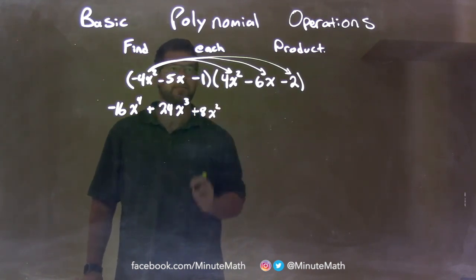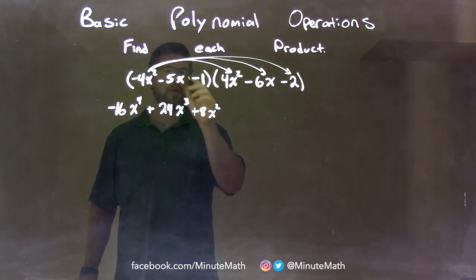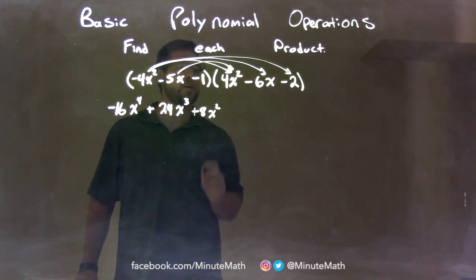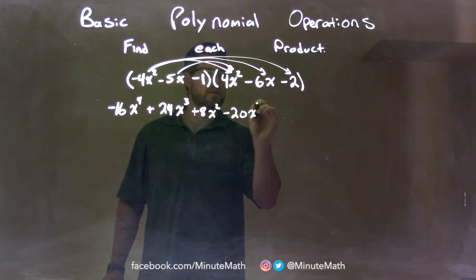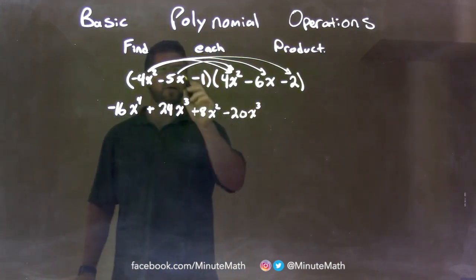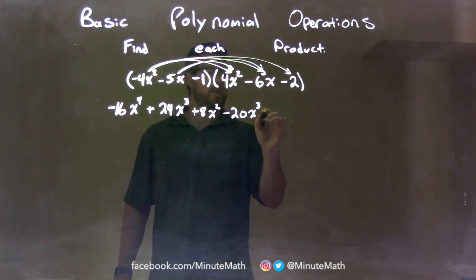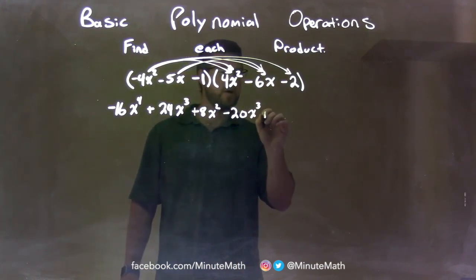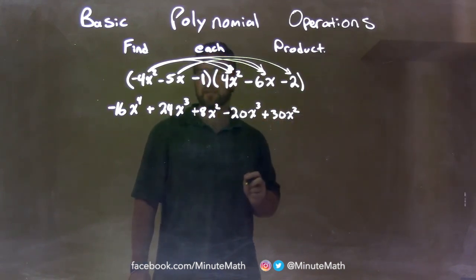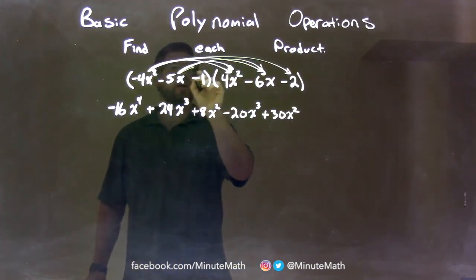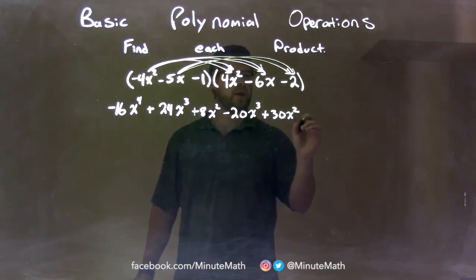X squared. All right, so now what we have to do is multiply the negative 5x to all 3 parts, right? So negative 5x times a positive 4x squared. That's going to be a negative 20 x to the 3rd power. Then we have negative 5x times a negative 6x, which is a positive, right? Negative times negative is a positive, positive 30x squared, okay? Then lastly, we have negative 5x times a negative 2, which comes out to be a positive 10x, okay?